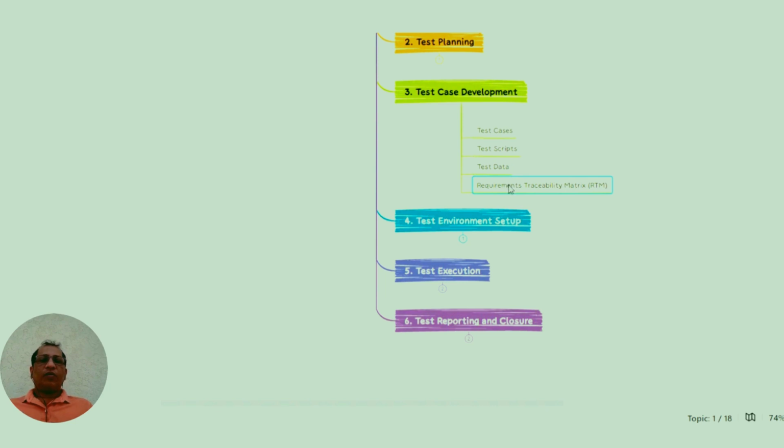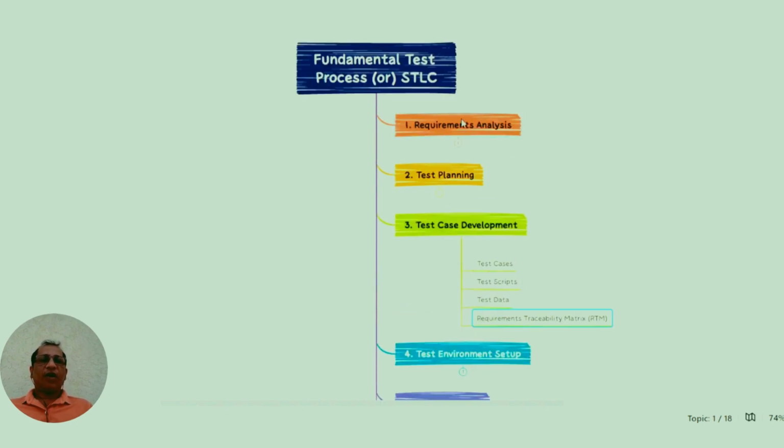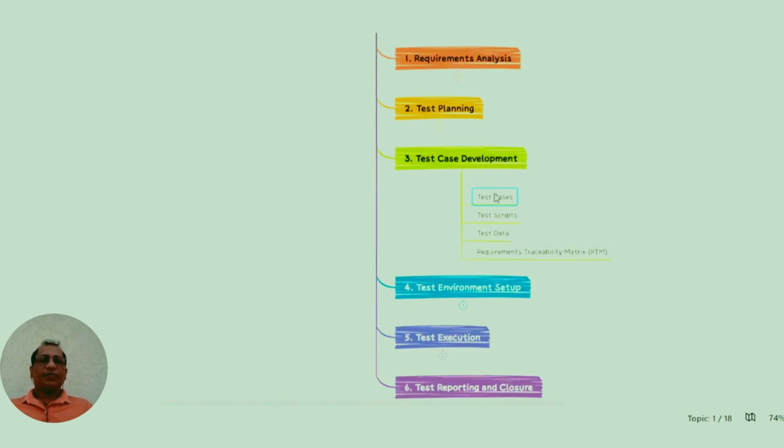So let's talk about what is RTM. RTM is a document that links the requirements to the test cases that are used to verify them. The RTM helps to ensure that all the requirements are covered by the test cases and that no requirement is left untested.